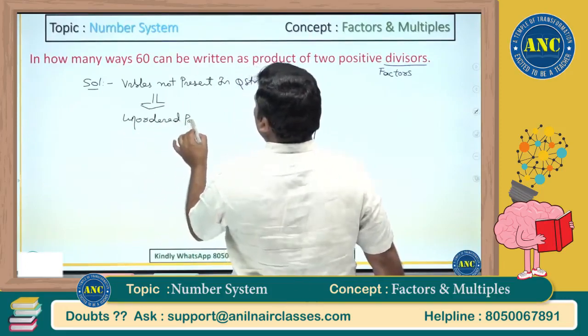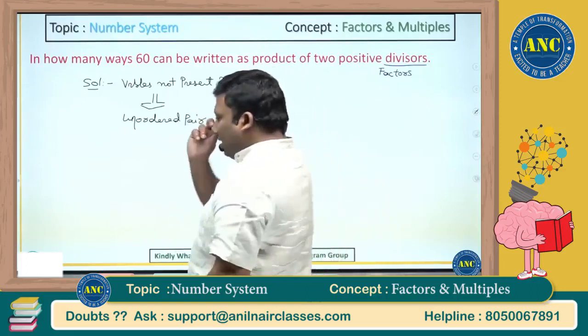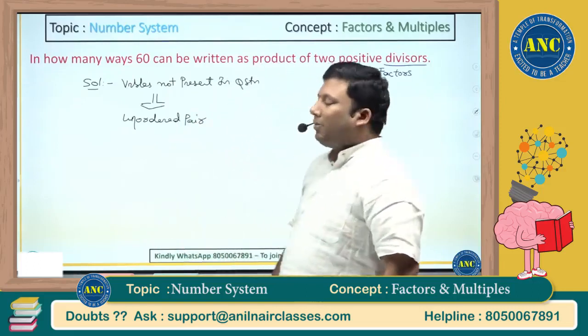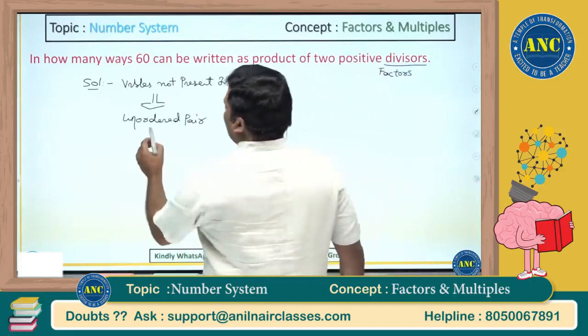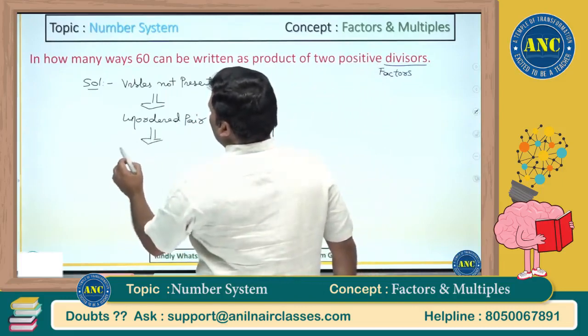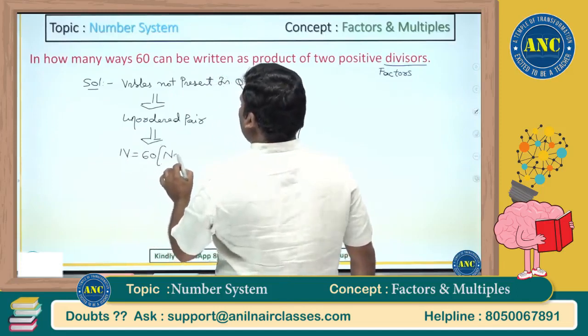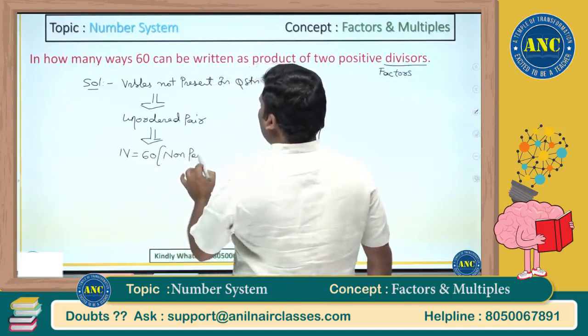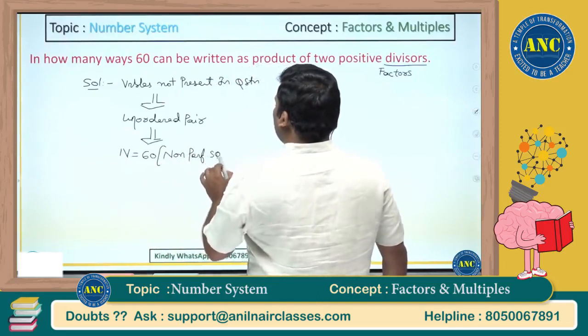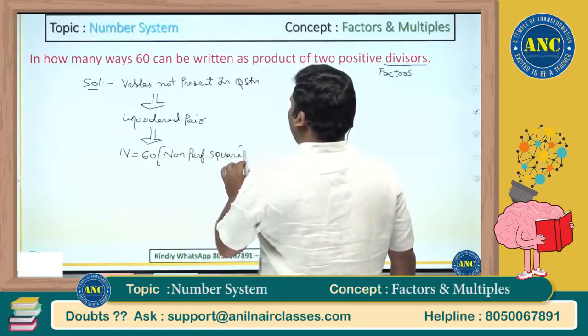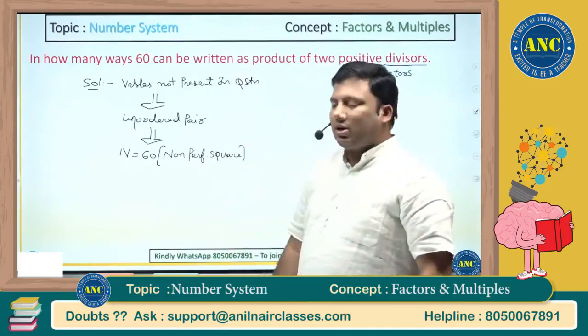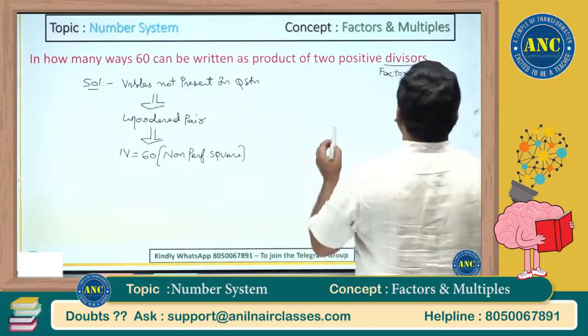And in unordered pair, there are two cases. Is the number a perfect square or a non-perfect square? N equivalent to 60. 7 square is 49, 8 square is 64. 60 is a non-perfect square. So what will be the answer?